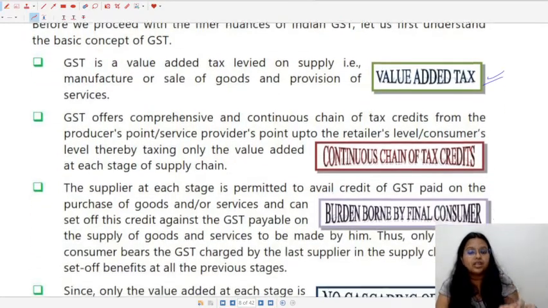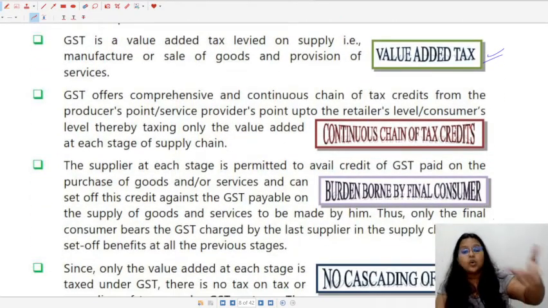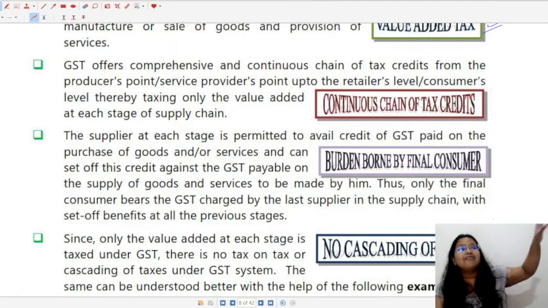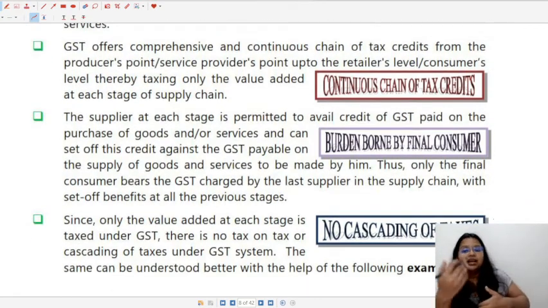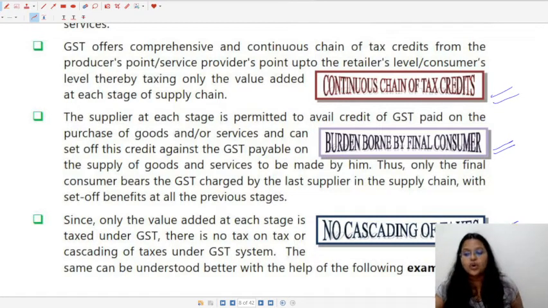Ma'am, how? Because even the wholesaler and the retailer are saying that we have paid the taxes to our seller, so we are taking the credit of that part. That's why it is a continuous chain of tax credits. Third, I have already explained that it is a burden which is borne by the final consumer. Okay, there is no cascading of taxes.